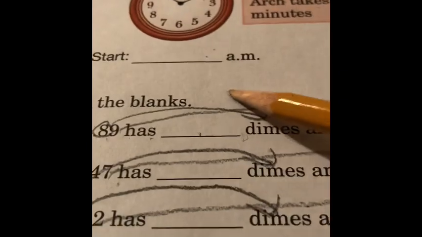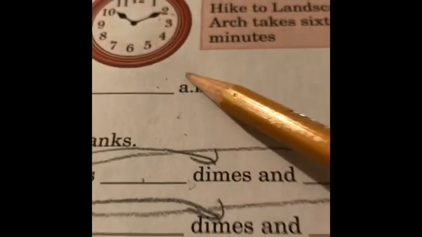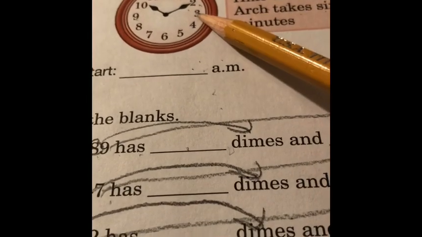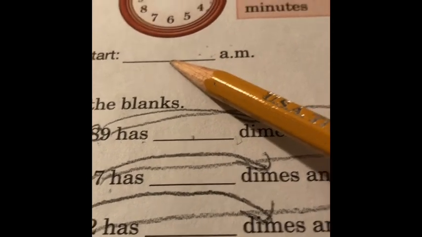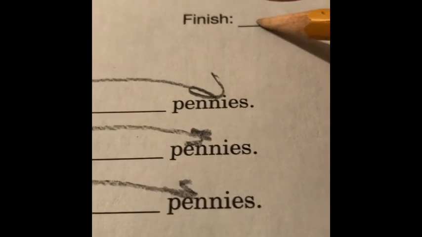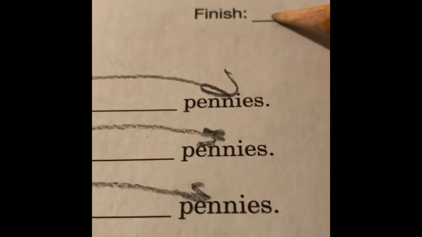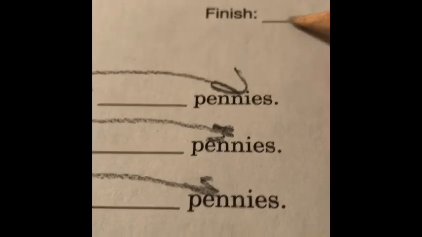Then again, you show the clock hands. Whatever time this shows you, you write here. This one is the hike to Landscape Arch, which takes 60 minutes. You put the hands here, and write what time you will finish the hike.